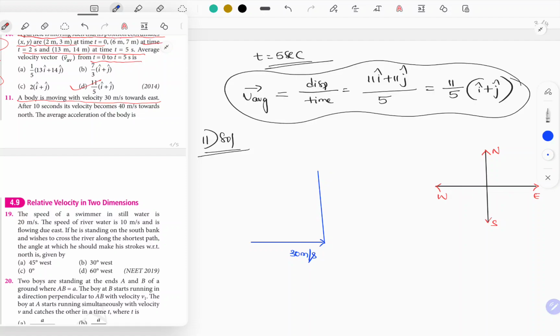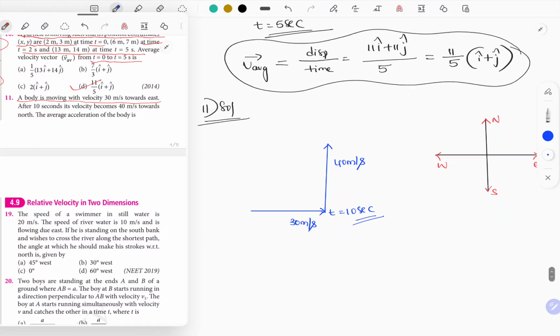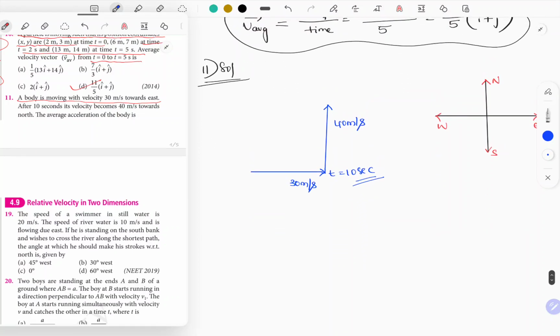This is our north direction. What is the new velocity now? It is 40 meter per second. How much time did it take? In 10 seconds. So the time duration in between is equal to 10 seconds. Now what are they asking? They're asking the average acceleration of the body. So this is the general representation of what they have given.